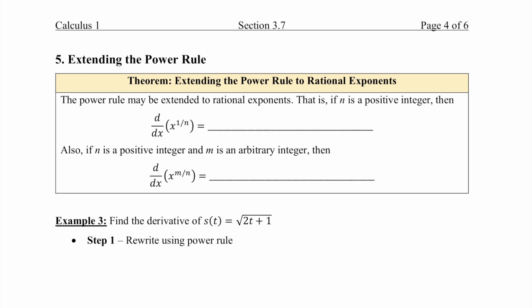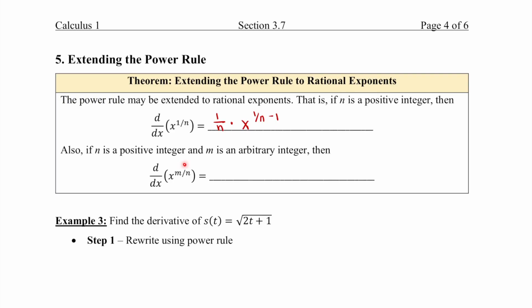Now we're going to build on what we just learned and connect it with something familiar, the power rule. So far, we have used the power rule mostly with integer exponents. But the good news is the power rule also works for rational exponents. That means if we have something like x raised to 1 over n power, then its derivative is 1 over n times x to 1 over n minus 1.